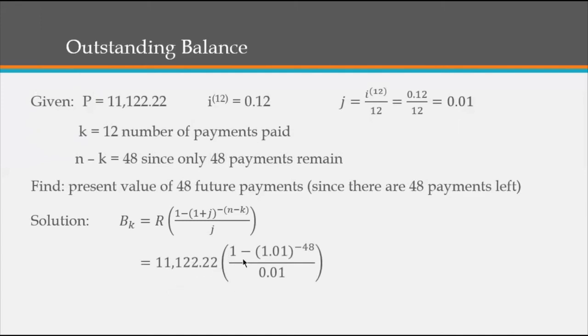11,922.22 times 1 minus 1 plus J. Kasi ang J natin ay 0.01, so nandun na yung 1 plus. So, 1.01, then raised to, yung ating remaining payments ay 48, kaya raised to negative 48, all over J. So, ang J natin ay 0.01.